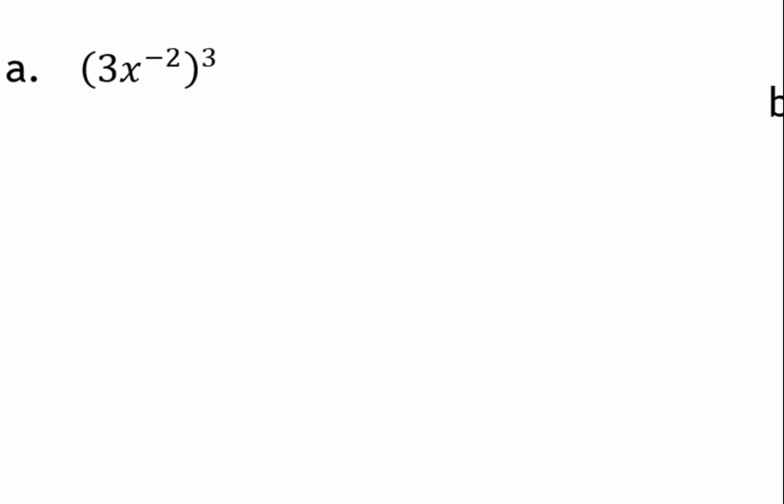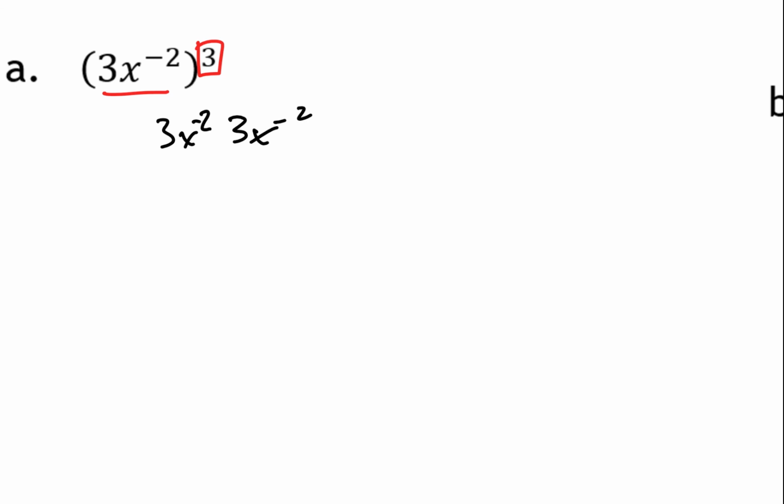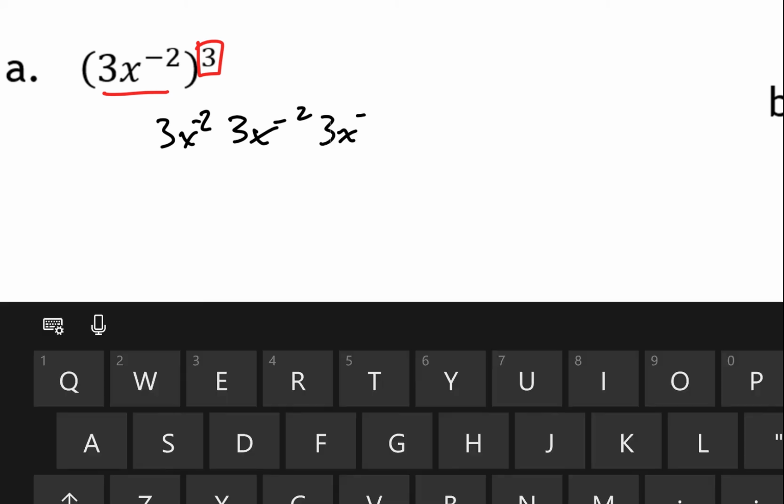The first one, interestingly enough, is there are 3 factors of 3x to the negative second. So I could do it 2 ways. I can do it using that law that we just looked at, but probably the thing that I would prefer to do is just write out using the definition. I have exactly 3 factors of 3x to the negative second. So I'm just going to write it out: 3x to the negative second times another 3x to the negative second. And then finally, one more copy of 3x to the negative second.